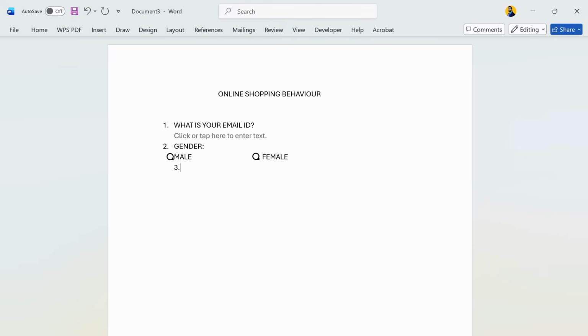So now I am shifting to the third question. In the third question, we can ask them about their date of birth. What is your date of birth? I am asking date of birth because sometimes we do the analysis on the basis of age criteria. So for this, I just want the respondent to get a direct calendar option. So what is your date of birth?